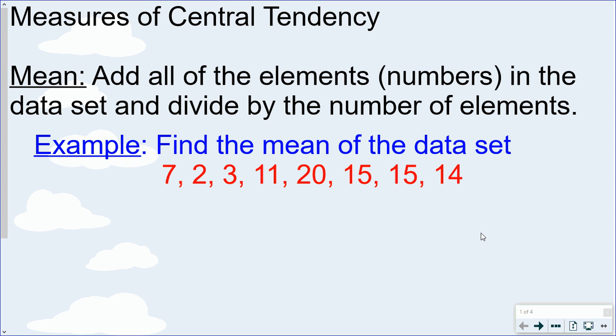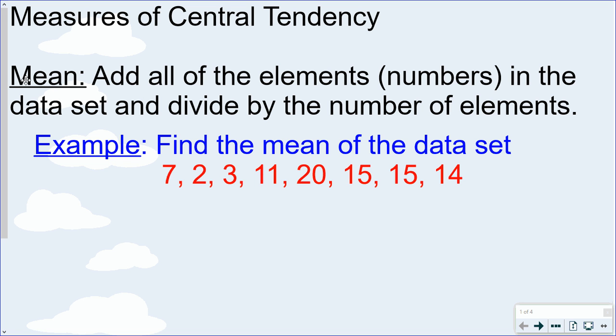All right, so this video is on what are called the measures of central tendency. And the measures of central tendency are mean, median, mode, and range. So in this video, I'm going to show you how to calculate those: mean, median, mode, and range. So we'll start with the mean.